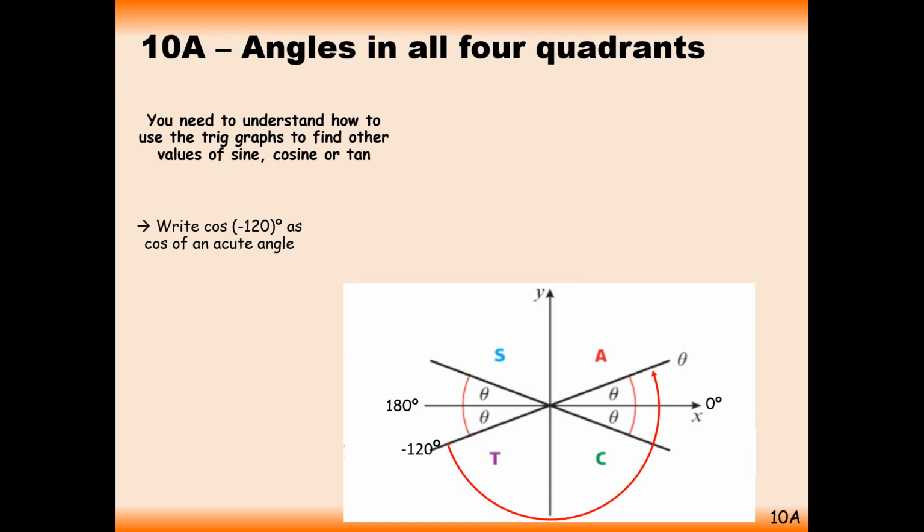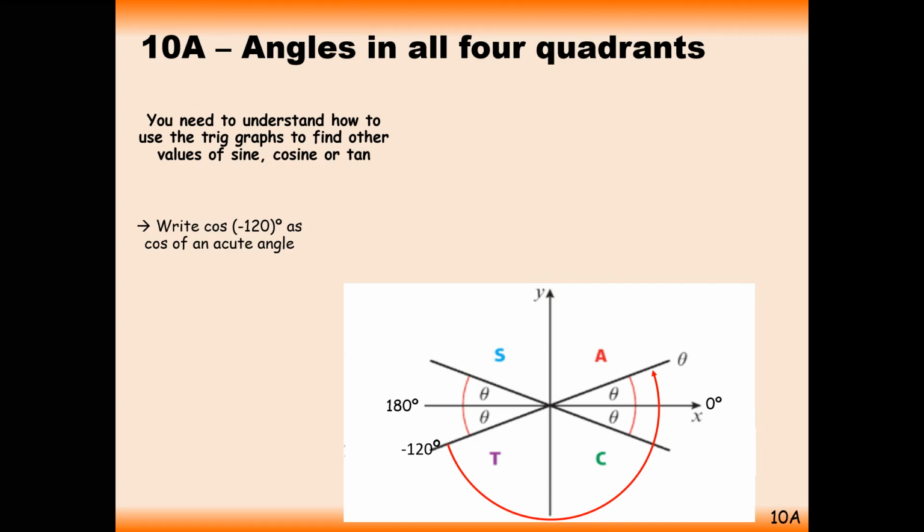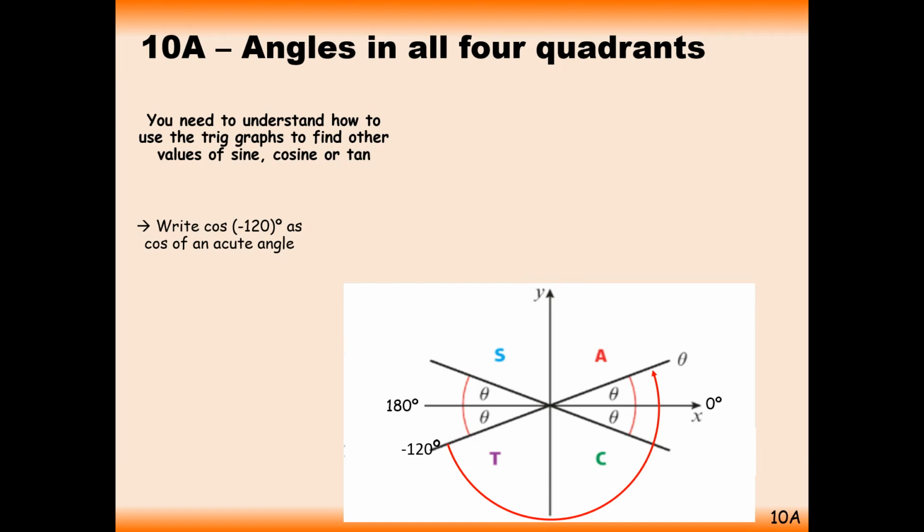Alright, so this is a complicated example, so if you want to take a break, pause the video, have a break, and then let's come back and have a look at this question. It's given us a negative angle, and the question is asking us to turn it into the first quadrant. So that's why I put an arrow there for you.